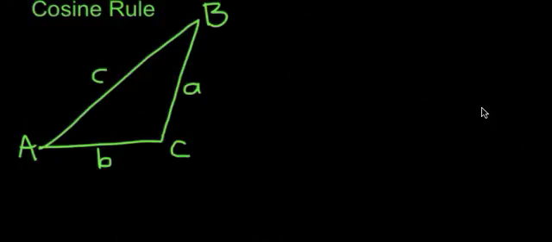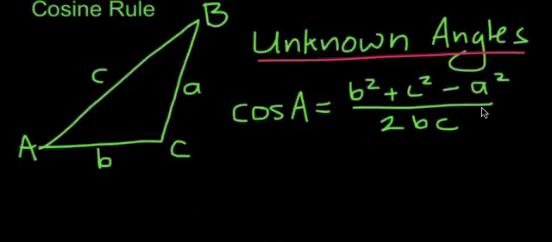The second of the two ways that we can find out the side length and the angle size of a non-right angled triangle is using the cosine rule. So again, given a non-right angled triangle like the following one, we have two relationships. One for finding an unknown angle, which looks like this. The cosine of A is equal to b squared plus c squared minus a squared over 2bc.